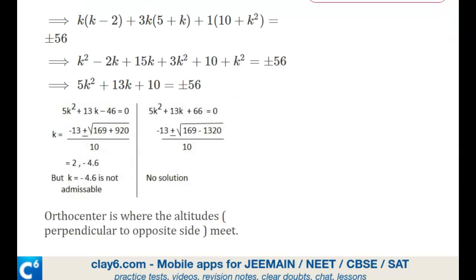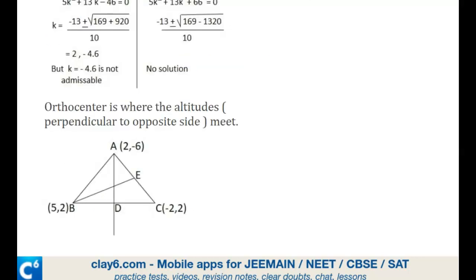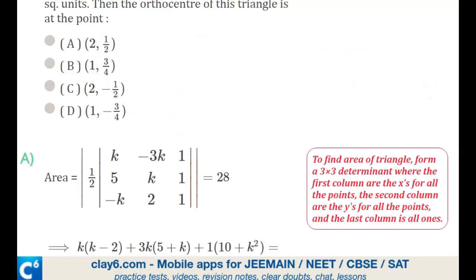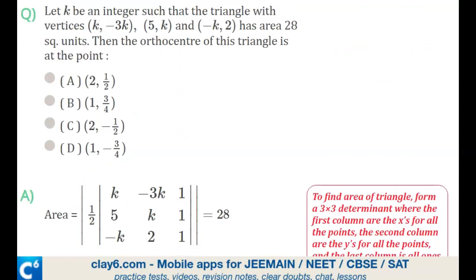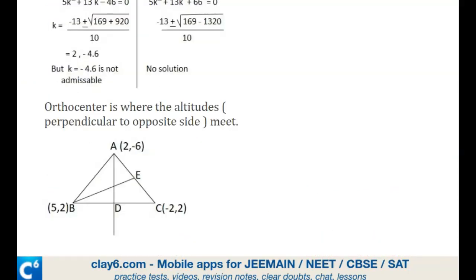Once that is given, now what is the orthocenter? The orthocenter is where the altitudes meet. Fine. So now we have figured out k. We now put the coordinates in, and we have to figure out where these altitudes meet. Again, observation: look at the coordinates of two points. Once k has been given as 2, you see that point B and point C have the same y coordinate. That means you immediately know that the slope of BC is 0.